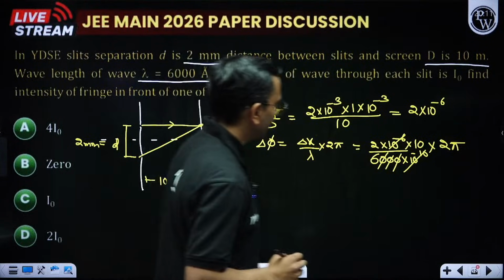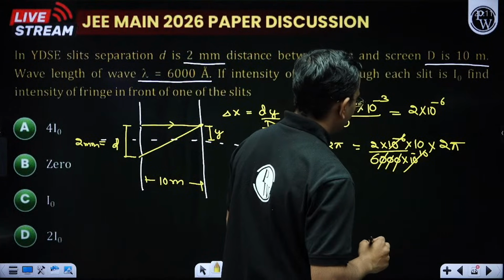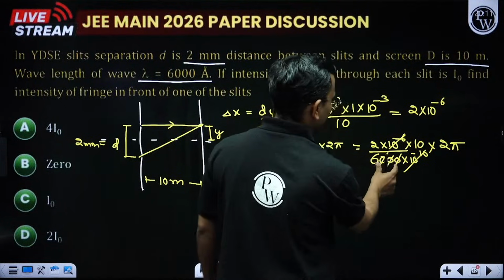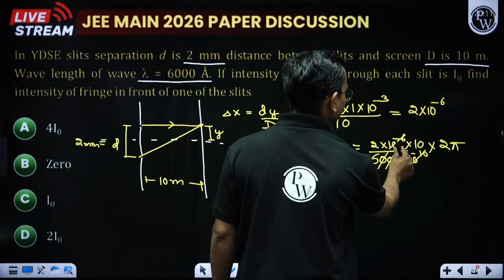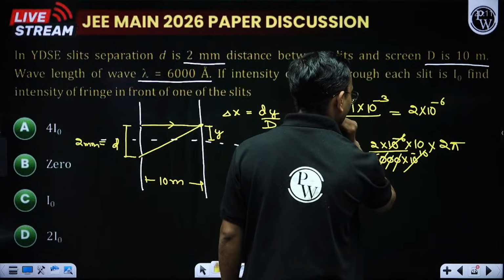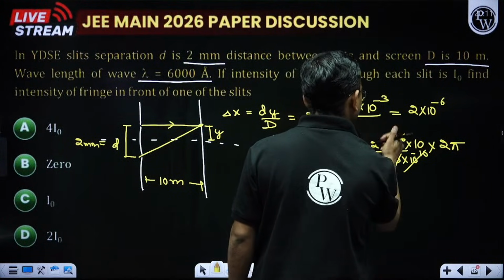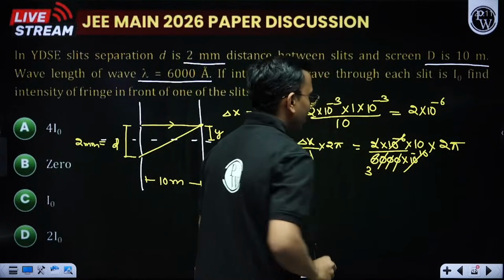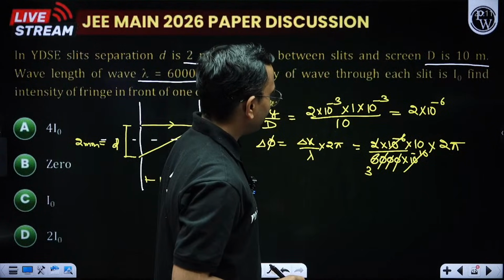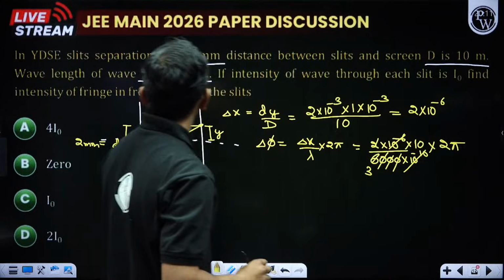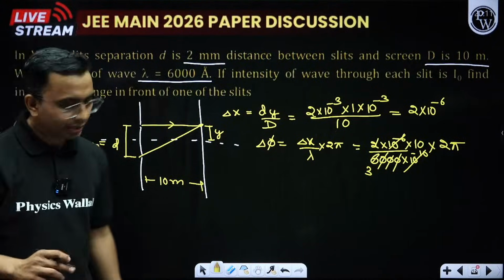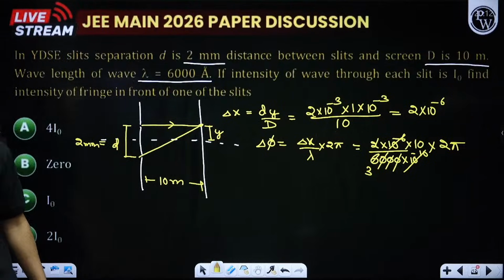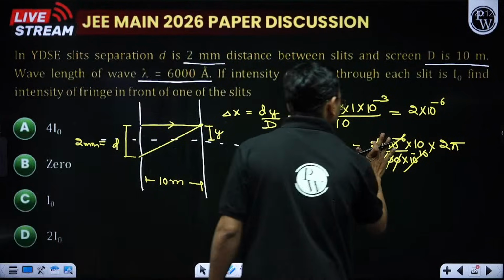Is it fine? I think it's not fine. It's 10 to the power minus 7 and 10 will be there, and we will have 2 into 3 there. This will become 20 pi by 3. Is it? I think there is some mistake, let us put the values again.